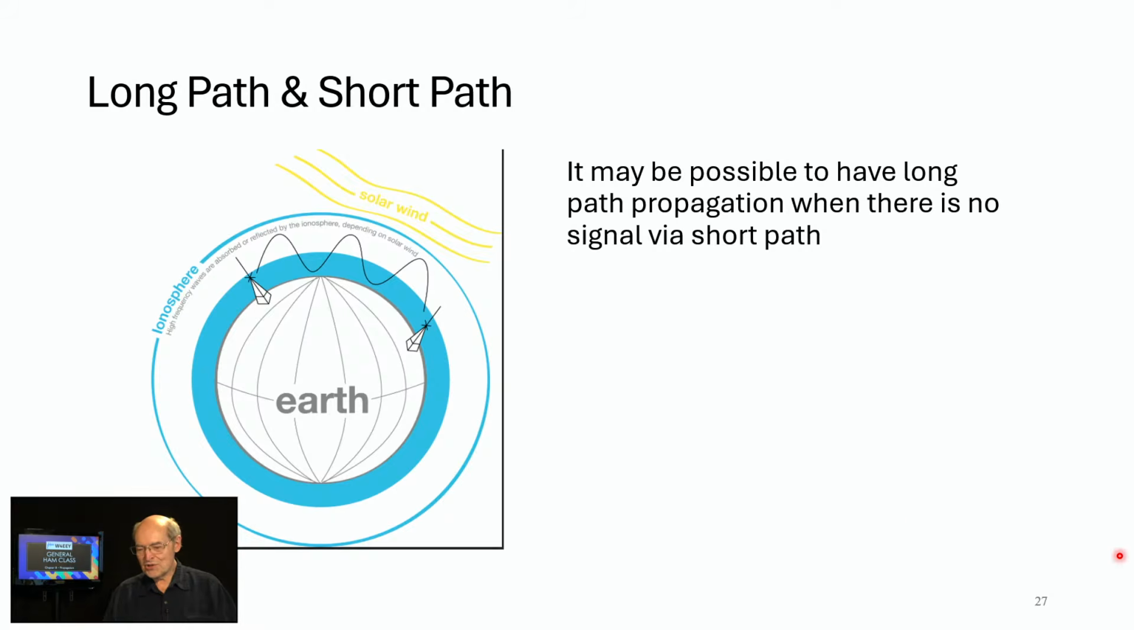Another picture of long and short path, just seeing it in a different way. Most signals or most contacts are going to be via short path, but it is possible to shoot the other way and come all the way back around.